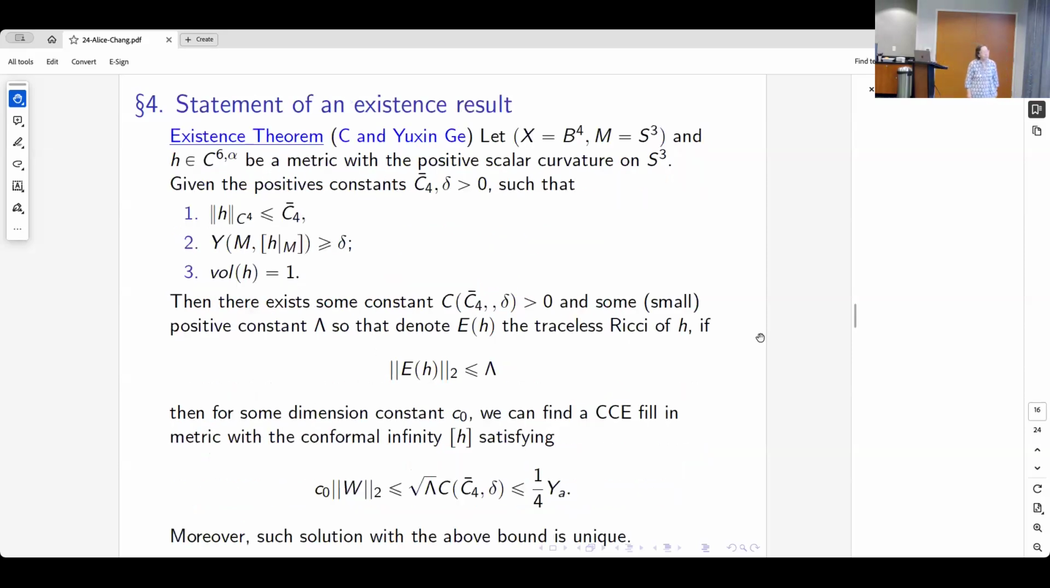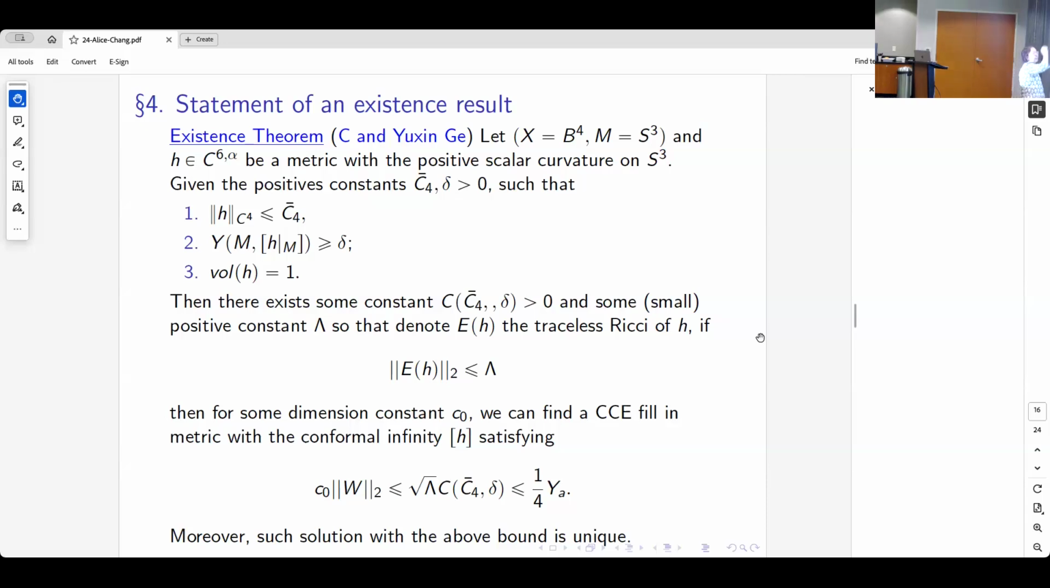The existence result we have is the following. Suppose we have B4, S3, and suppose we have an H metric on the boundary S3. I need to assume this C4 bound, and then assume the volume is 1. And then I need to add an additional condition. The additional condition is that the traceless Ricci part of the HL2 norm on the boundary is small. But that small is a definite number. It's not asymptotically small. So this number times a constant depending only on this C4 bound and delta is less than 1/4 of the Yamabe metric.